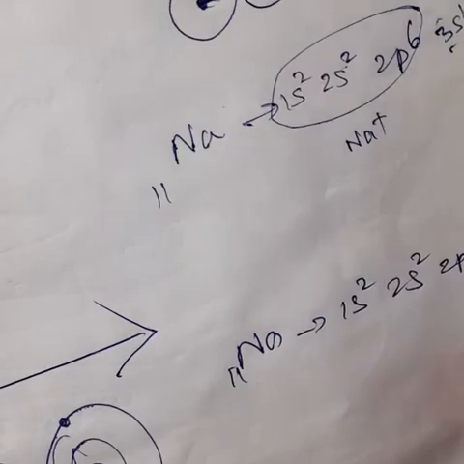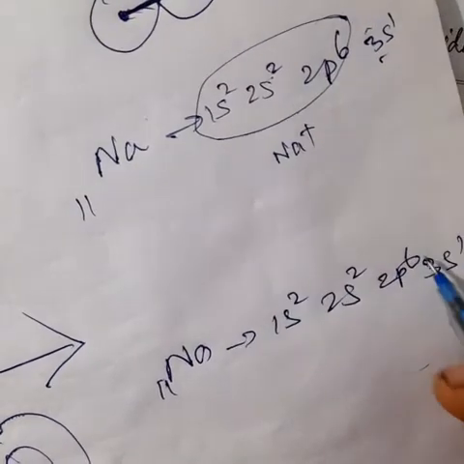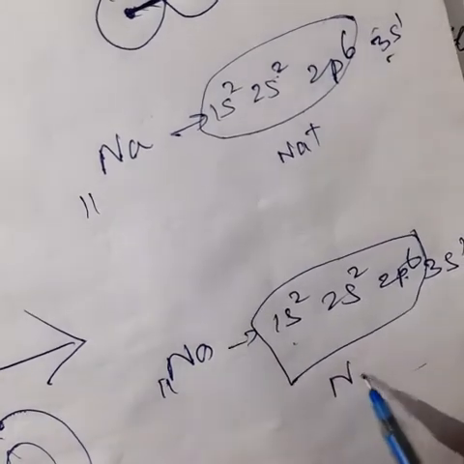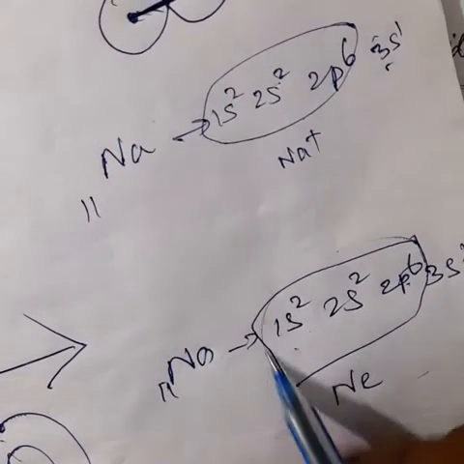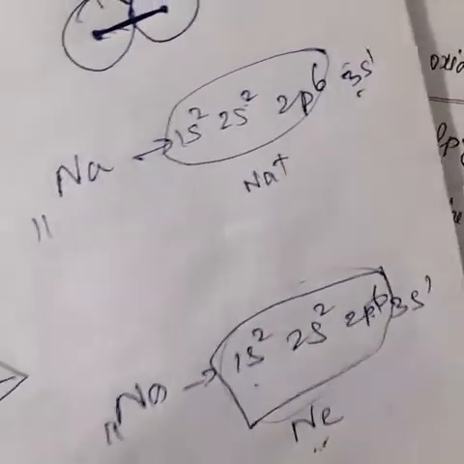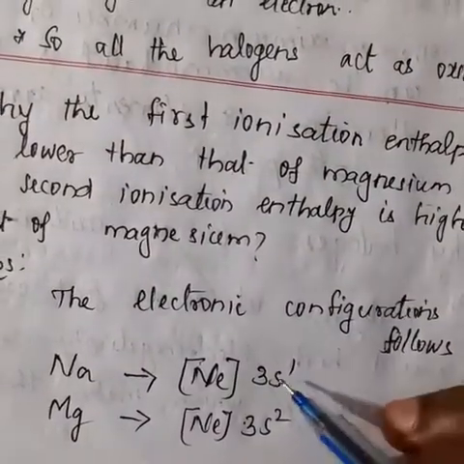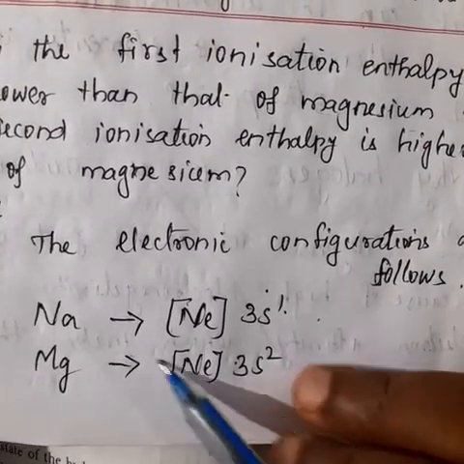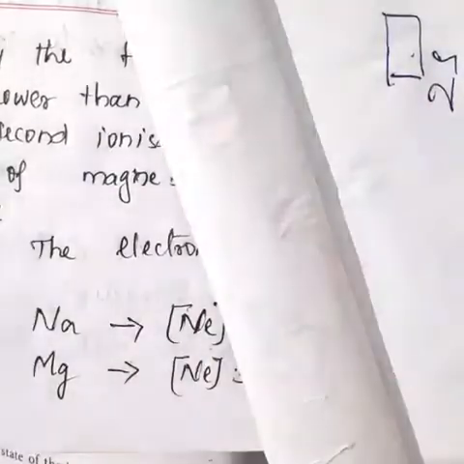Neon is the noble gas nearest to sodium, with atomic number 10. So for these 10 electrons we can take neon, the noble gas, and then 3s1. So sodium is neon 3s1. But magnesium has atomic number 12, so here it is neon 3s2.